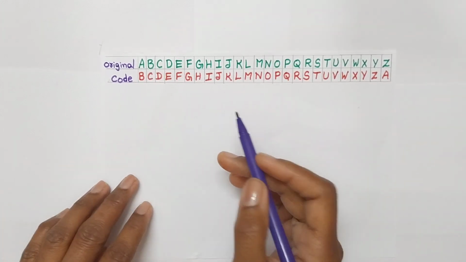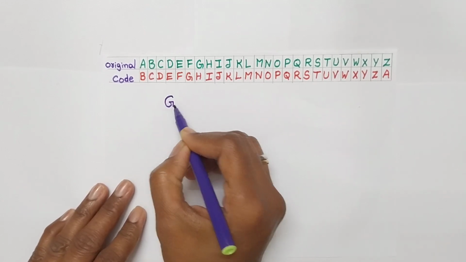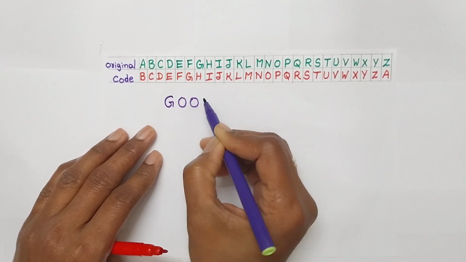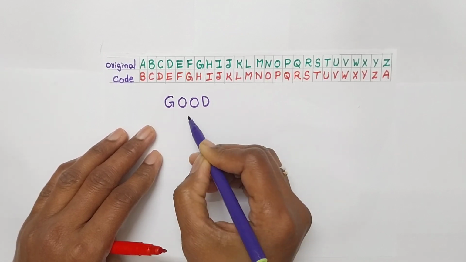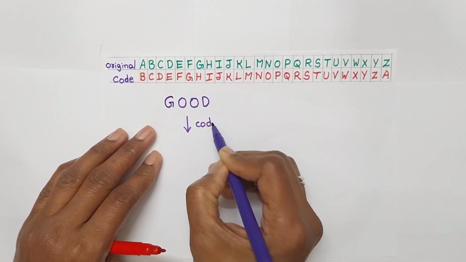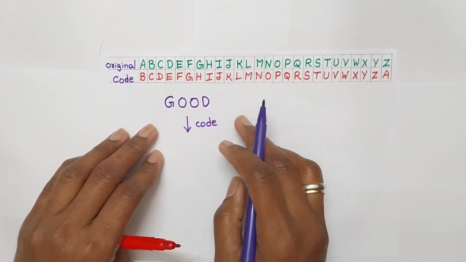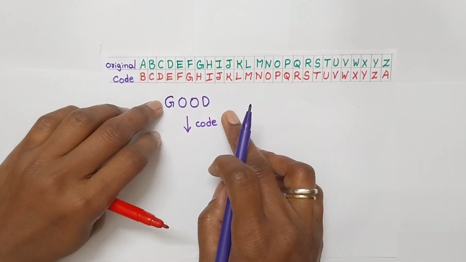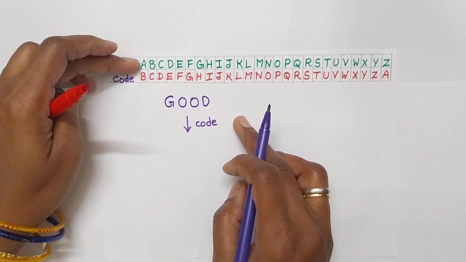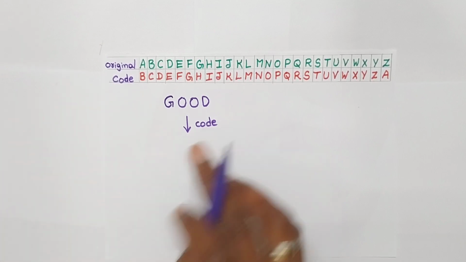First, we take one word. The word is "good". We need to code this word. What did we say? We have to check the letters in the first line and take the letters from the second line for coding.